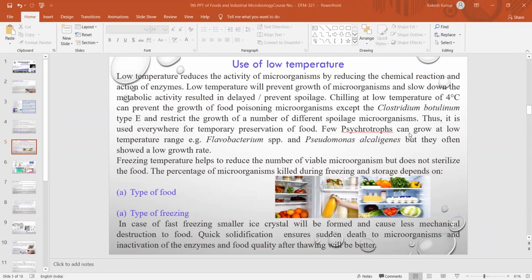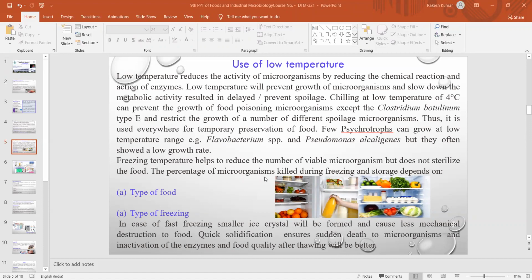Few psychrotrophs, you have already studied about the nature of psychrotrophs. They can grow in the low temperature range. And what are those? Flavobacterium species, Pseudomonas alkaligenes, but they often show a low growth rate. So they can grow in that temperature range, but the rate is very slow. Now, freezing temperature helps to reduce the number of viable microorganisms, but does not sterilize the food.